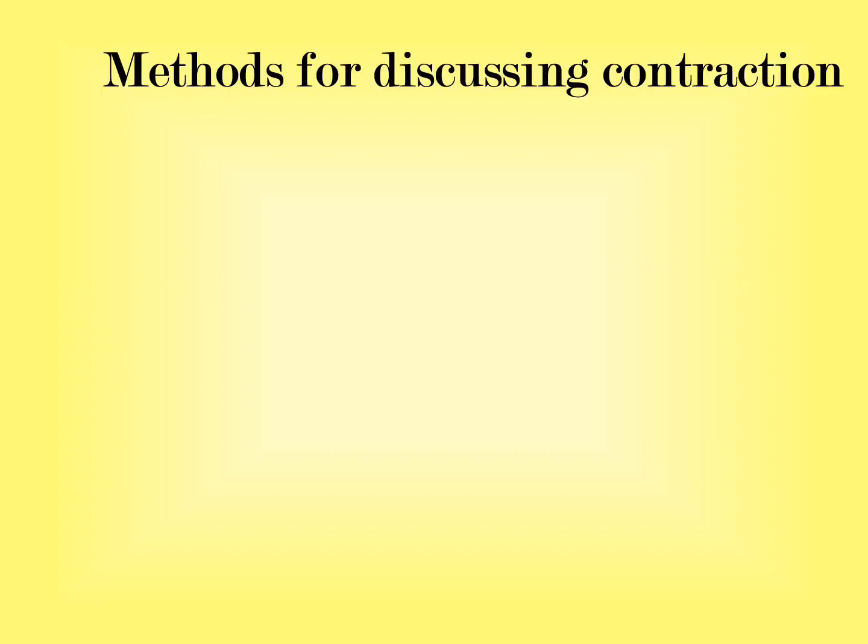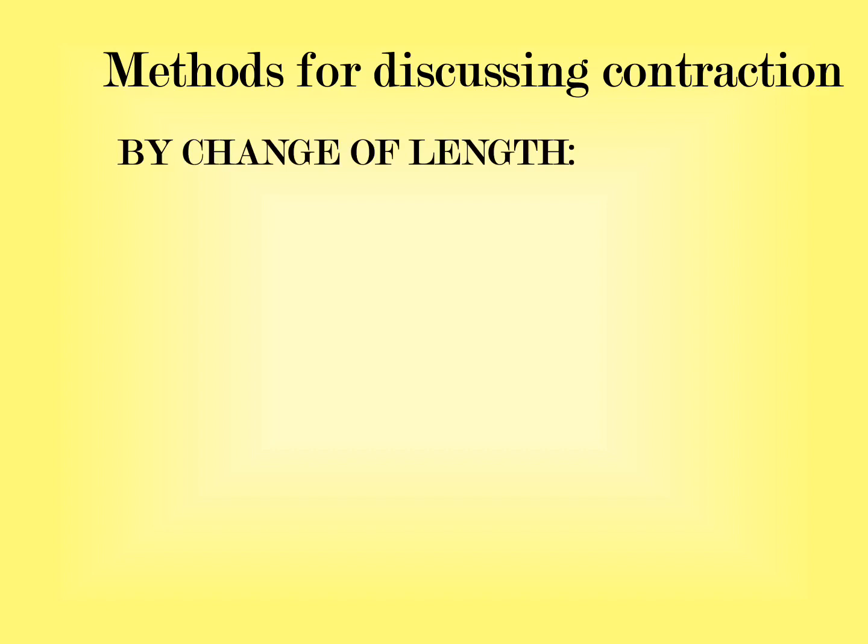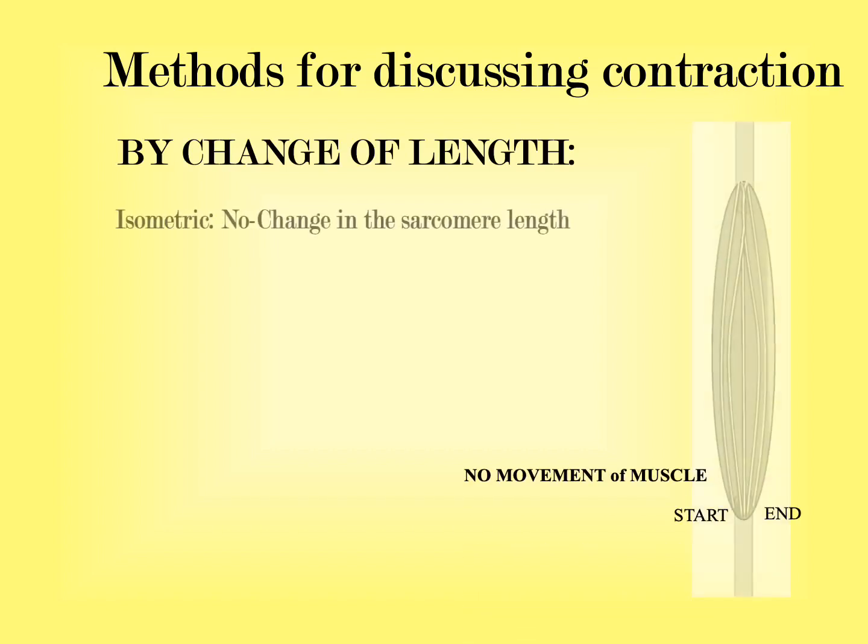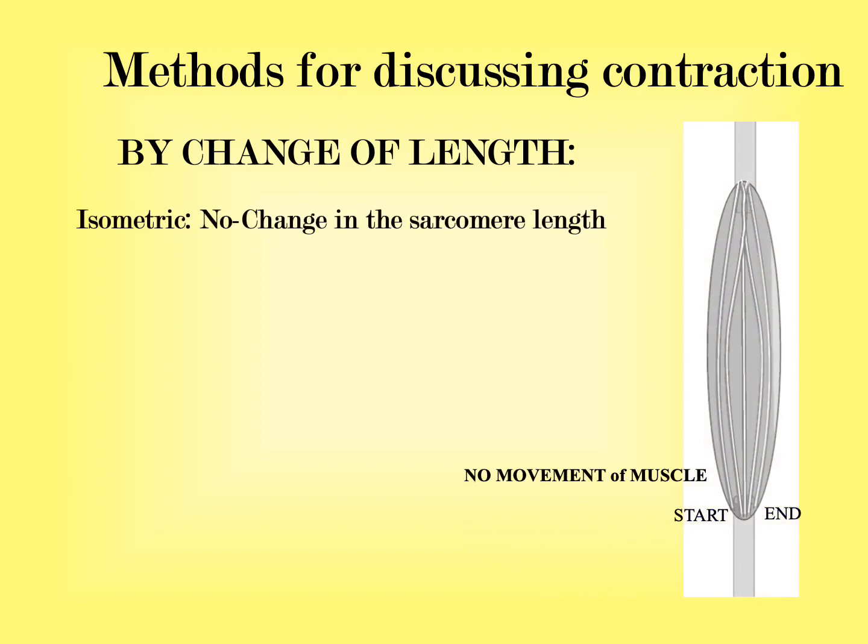And so the first way we can talk about the contraction is by the length that the muscle takes during the contraction, in which we could talk about it being isometric. In isometric, there is no visible movement to the muscle. The start length and the end length of the muscle belly does not change.